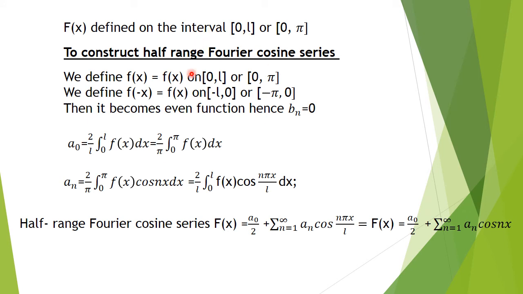For the Fourier half range sine series or Fourier half range cosine series, your Euler's coefficients have a coefficient of 2 upon pi or 2 upon L in front of the integration, whether it is a0 or an or bn. And the integral is from 0 to pi, only on half of the interval, whichever it is. So whenever a half range Fourier cosine series or Fourier sine series problem is given, you have to understand that it is given only on half of the interval.